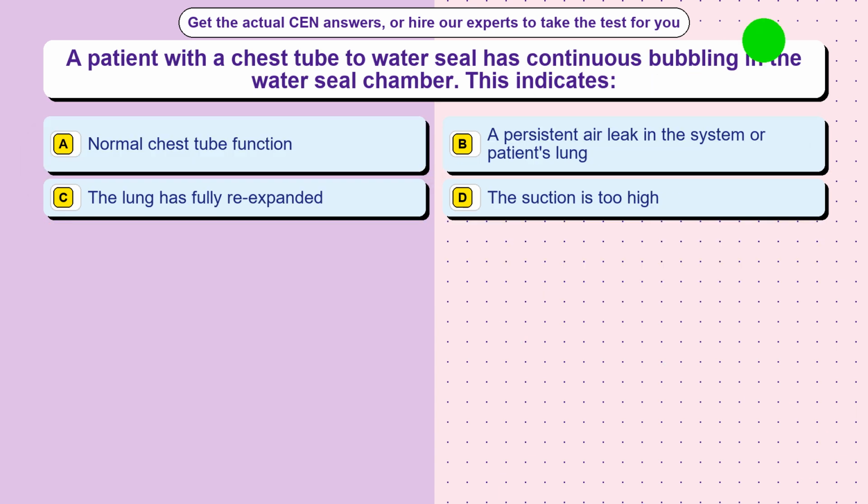Question 74. A patient with a chest tube to water seal has continuous bubbling in the water seal chamber. This indicates Option A, normal chest tube function. Option B, a persistent air leak in the system or patient's lung. Option C, the lung has fully re-expanded. Option D, the suction is too high.